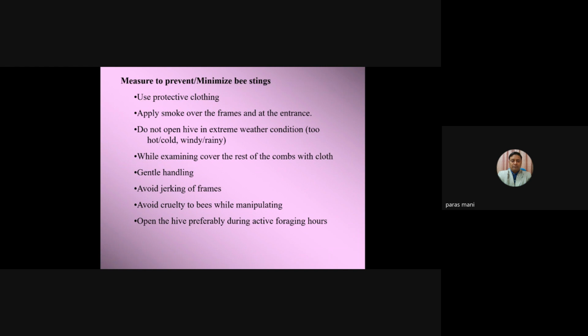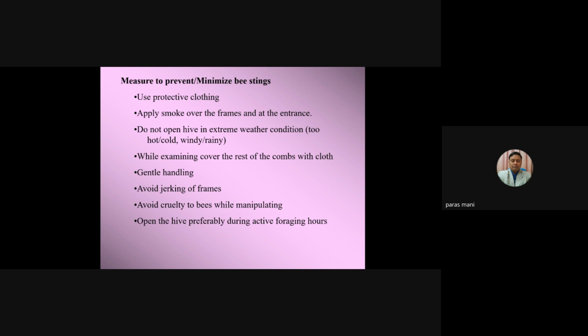How can we prevent ourselves from bee stings or minimize the bee stings? Use protective clothing. That is, two-layered or thick cloths must be used. Apply smoke over the frames and at the entrances. While handling the bee box, we have to apply the smoke so that the aggressiveness of the bees reduces. Do not open the hive in extreme weather conditions. Too hot, cold, windy or rainy conditions, you should not open the hive.